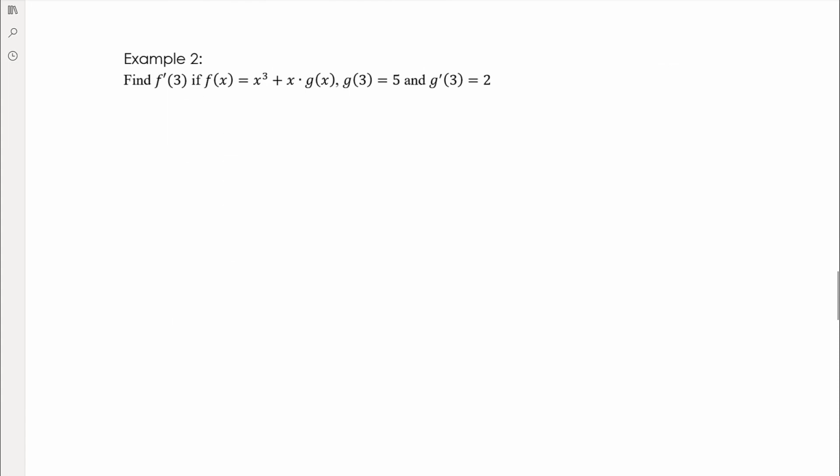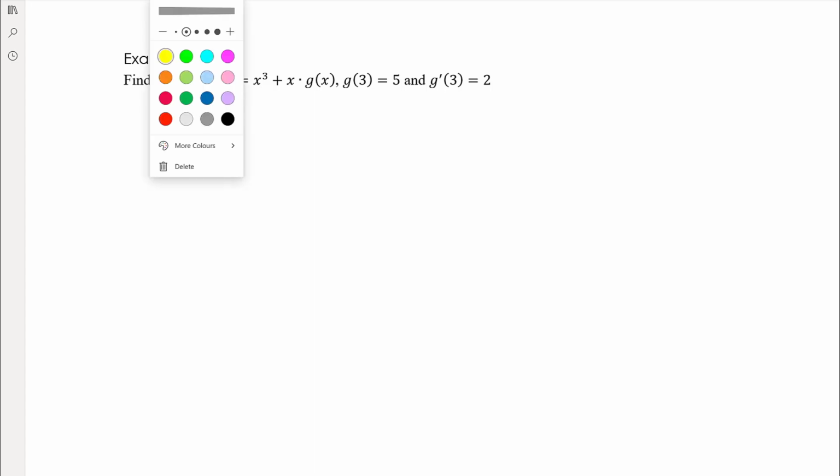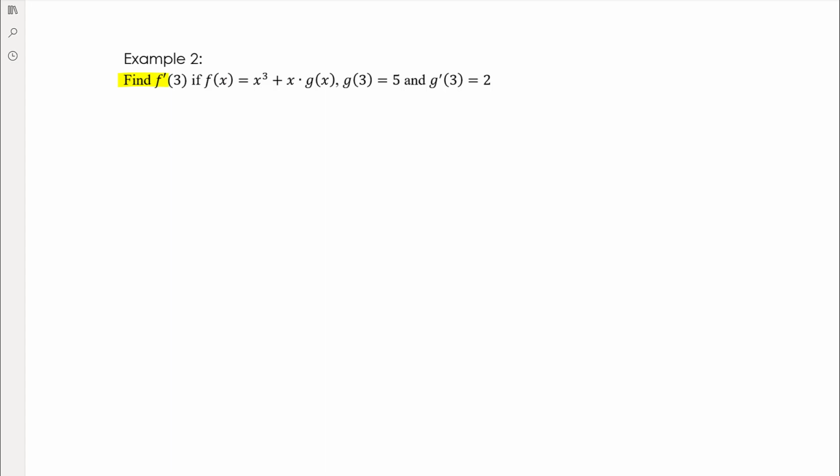Okay, example 2 here. Find f dash at 3, so the derivative of f when x equals 3, if f of x equals x cubed plus x times g of x. g of 3 is equal to 5 and g dash of 3 is equal to 2. Okay, let's focus on what you're trying to find here. Sometimes people get themselves really bogged down in all the information. That's what we're trying to find.